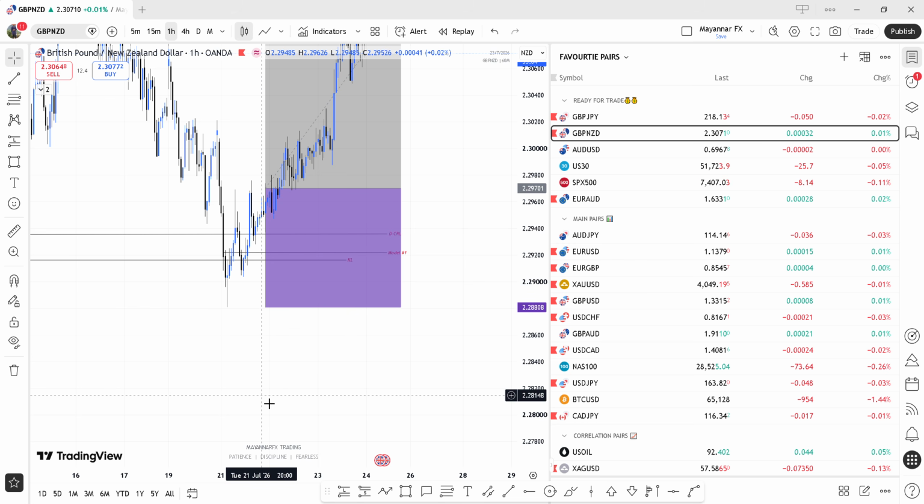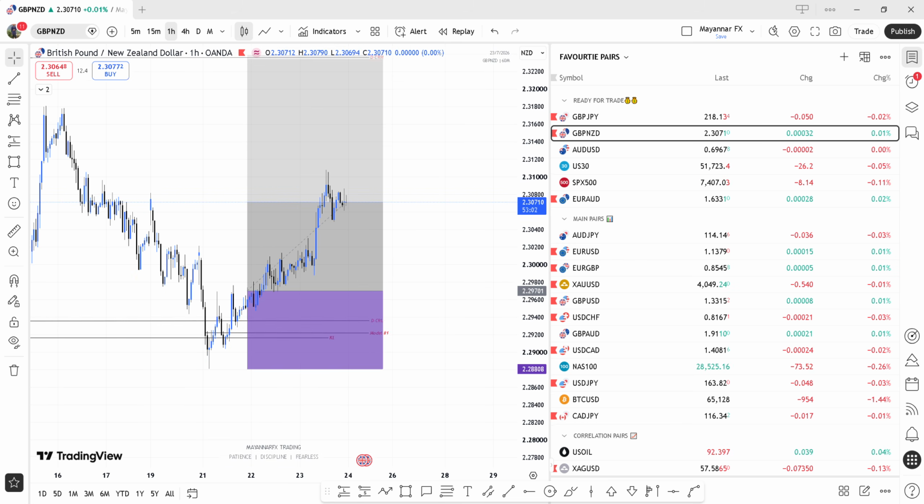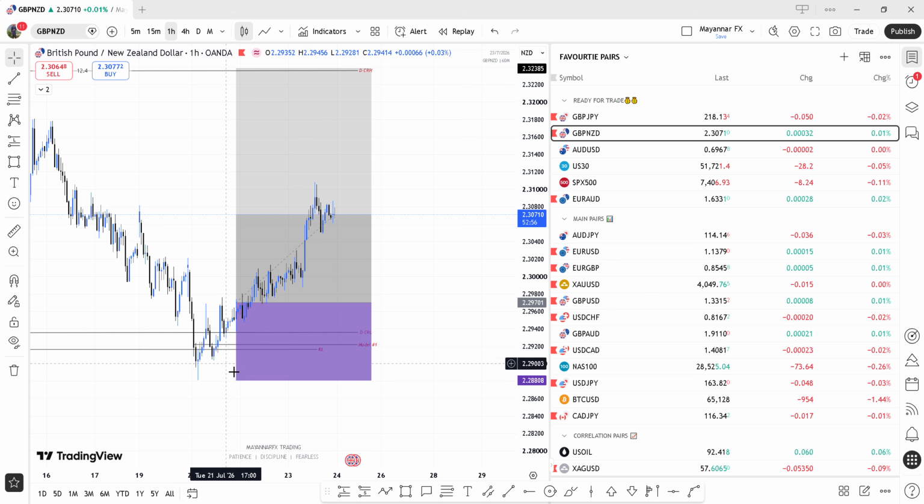I didn't even wait for it to come back to entry anymore, because the way the price moved, it's not going to come back. It's already creating highs and higher lows, higher highs. So you have to just join on the movement. Put my stop loss below and join.